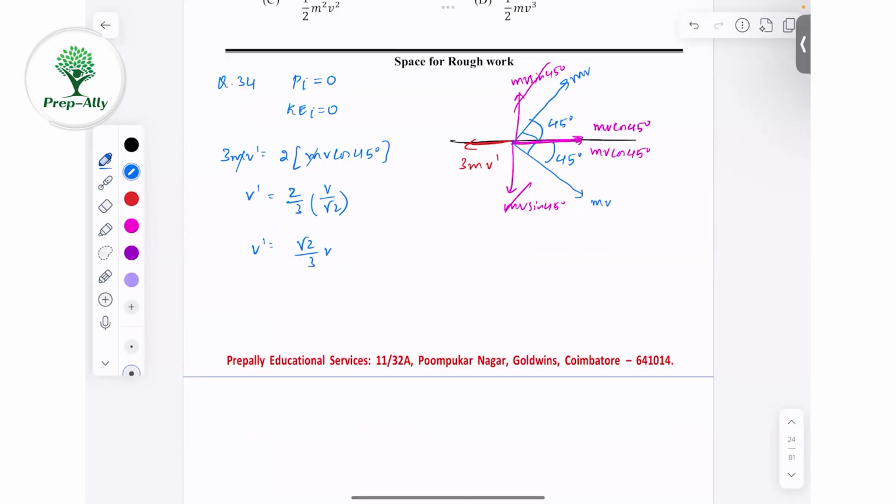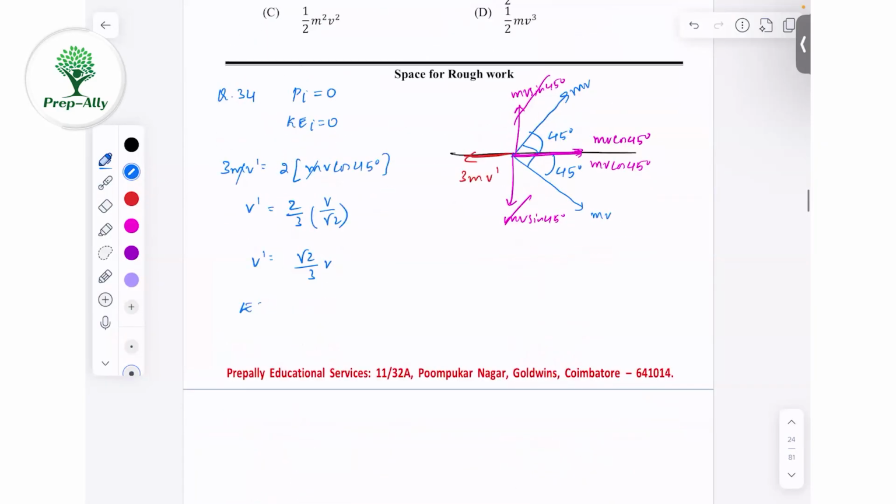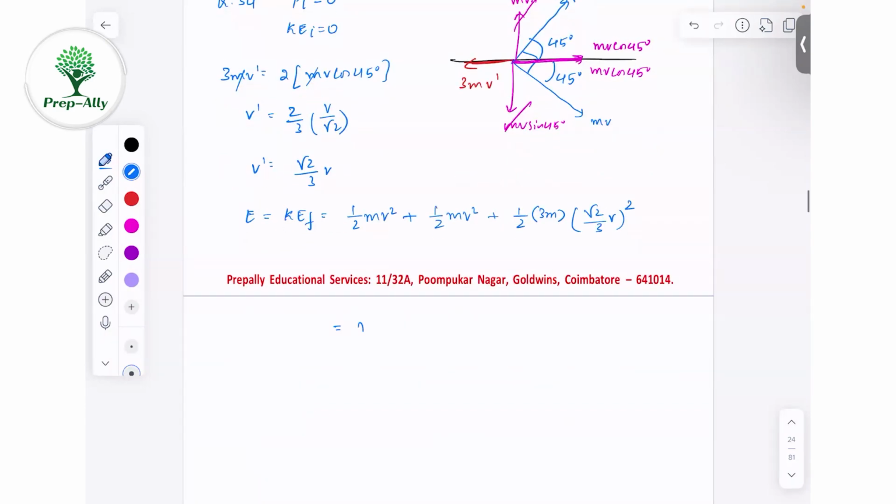Now we need to get the energy released during the process. Energy released is nothing but the final kinetic energy of all the masses. That is half mv square, the other half mv square, and then half 3m times the velocity here, root 2 by 3 v, squared. That will be mv square plus 3m by 2 times 2v square by 9. That will be mv square plus mv square by 3, which is 4 by 3 mv square.